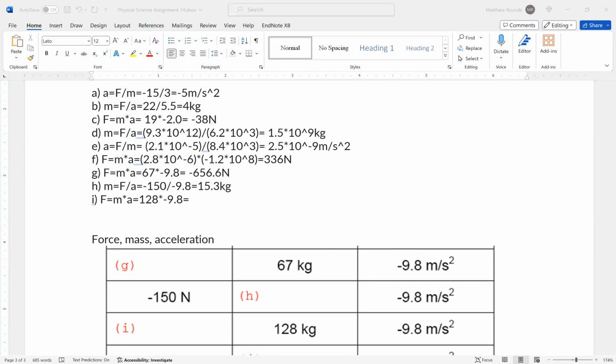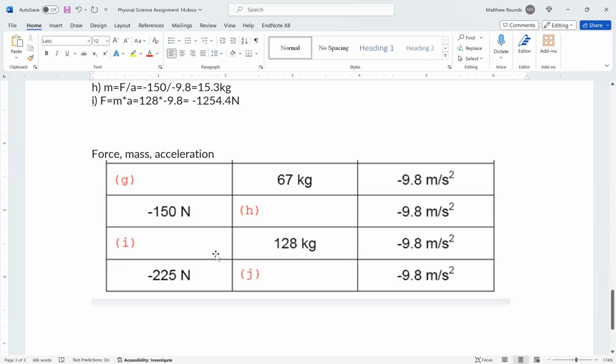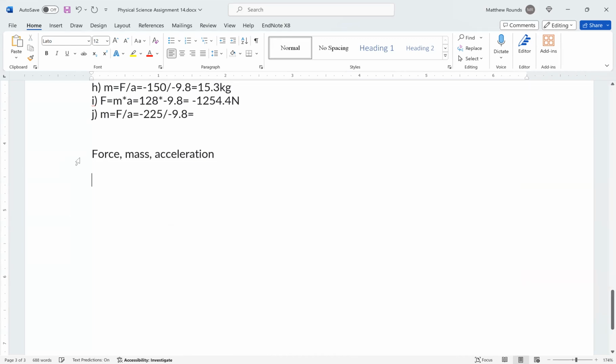All right, I got the answer. It feels like this is about five too many, but we are off just one. Mass is force divided by acceleration, minus 225 divided by minus 9.8. So last one there. Calculate that for us, please, and we'll move on to whatever else they're asking for. We'll go figure that out.